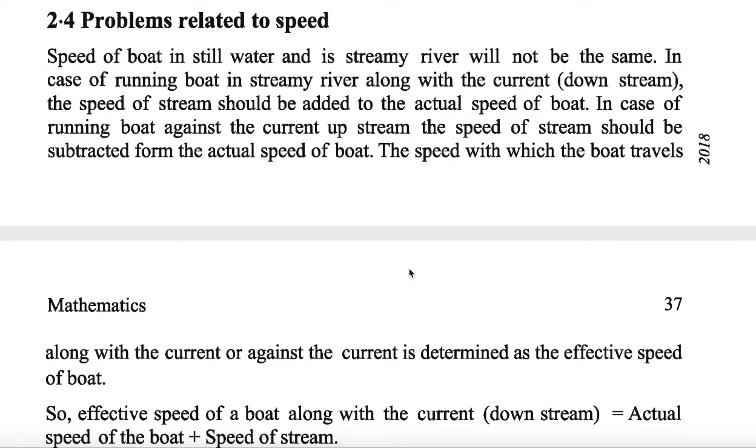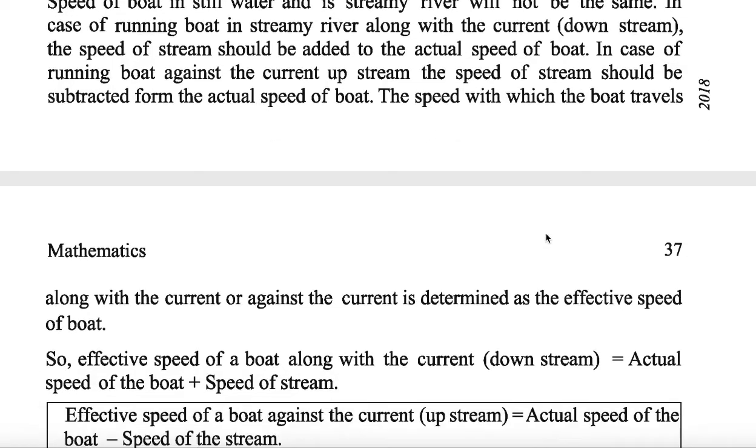In case of a boat running in a streamy river, it depends whether it is going downstream or upstream. The speed of the stream should be added to the actual speed of the boat if it is going in the downward direction, downstream. In case of the boat running against the current, upstream, the speed of the stream should be subtracted from the actual speed of the boat.